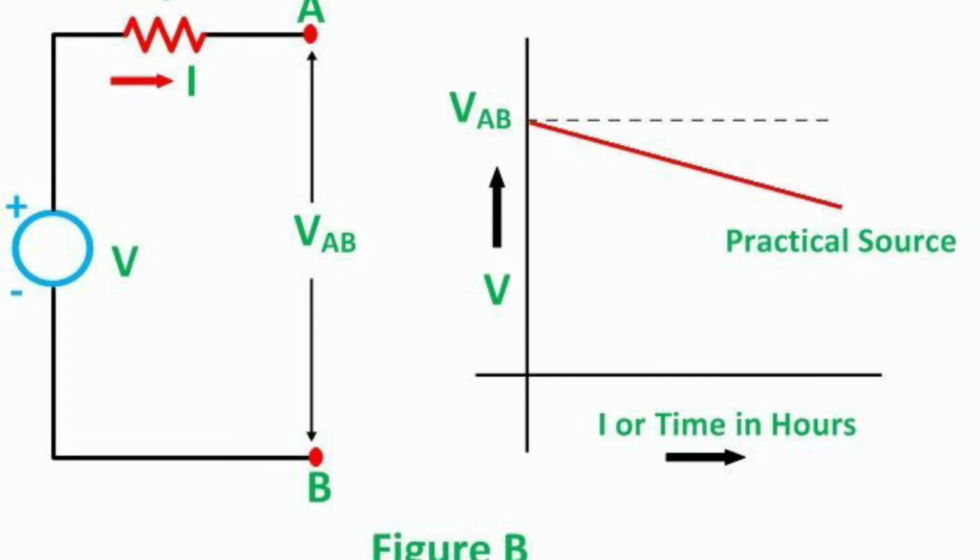Next, practical voltage source. A practical voltage source has some amount of internal resistance. A practical voltage source is a closed loop circuit. Due to this internal resistance, a voltage drop takes place and it causes the terminal voltage to reduce.